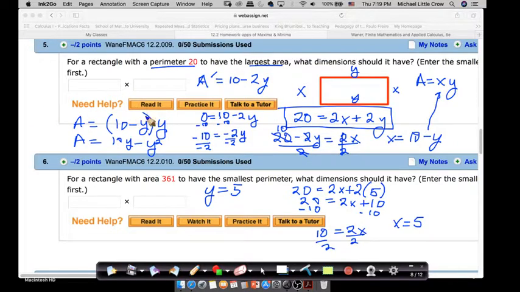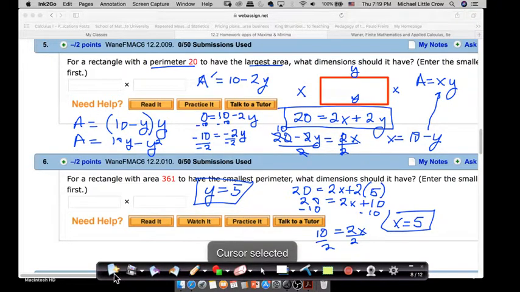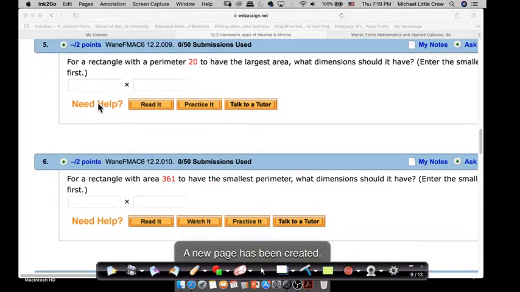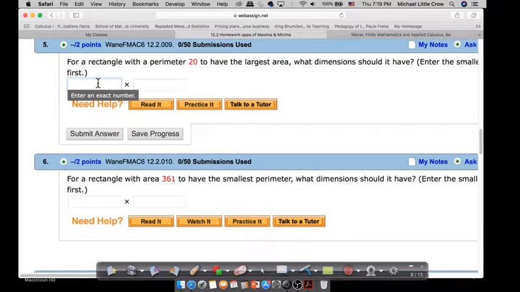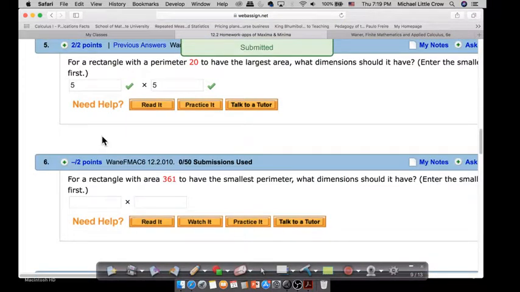Okay, and we're not quite done. We've got x is 5, and we've got y is 5. They want the smallest one first. So which one is smaller? 5 is smaller. They're the same. So hopefully it understands that. We'll put it in and let me save this, and then just come here and say 5 and 5. Yeah, it liked it.